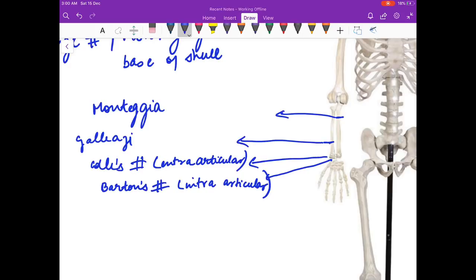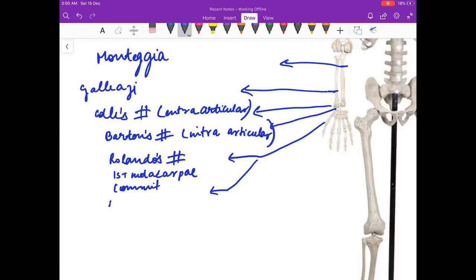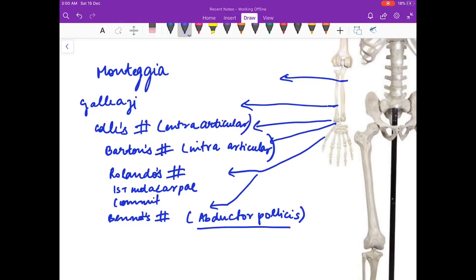What is fracture of base of first metacarpal? Rolando's fracture. Base of first metacarpal. Rolando's fracture is mostly comminuted. And if there is displacement also, then it is Bennett's fracture. Displacement is due to abductor pollicis longus muscle. Okay, friends.